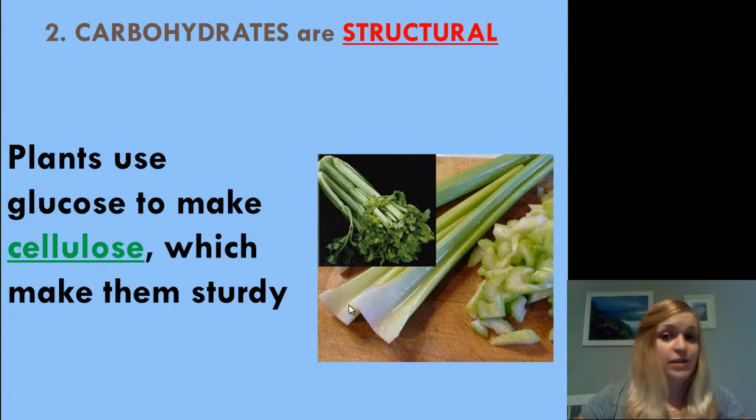Now, our bodies don't require cellulose. We can't digest it and we don't use it in our bodies. It's not something we require, but we can eat it. It doesn't hurt us. We just can't use it in any way.